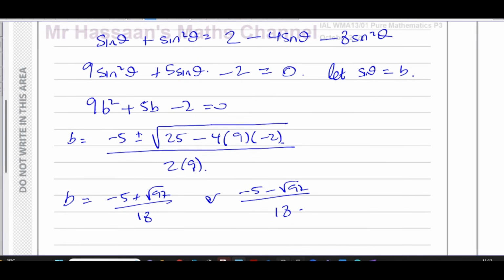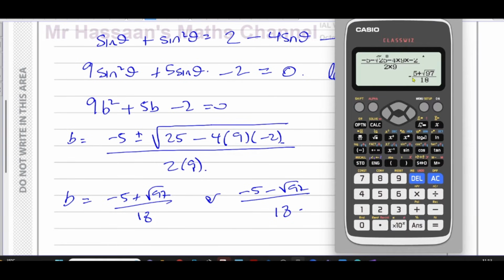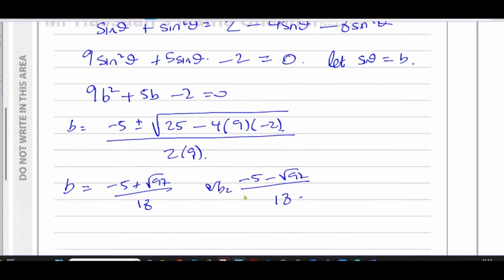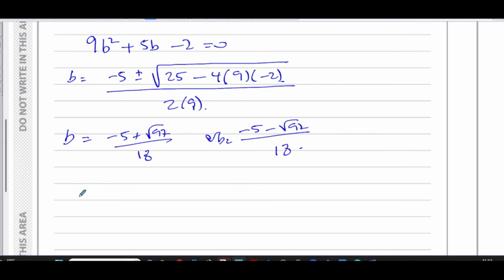How is that the same? Some people might ask, because there's a minus in front of the whole fraction. It's like a bracket, so it's minus 5 minus root 97 over 18. It's the same thing as this, but with a minus between them. So those are the two solutions for b, and those are the two solutions for sine theta. So sine theta is either minus 5 plus root 97 over 18, or sine theta is minus 5 minus root 97 over 18.